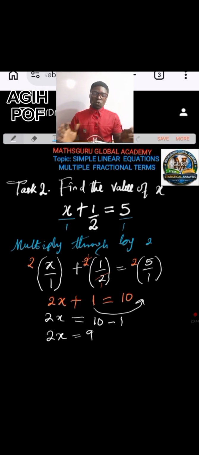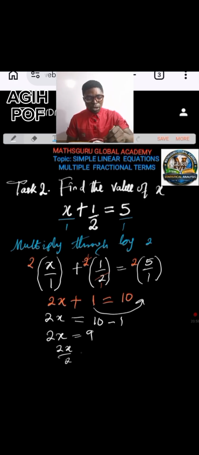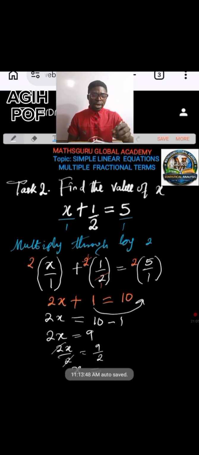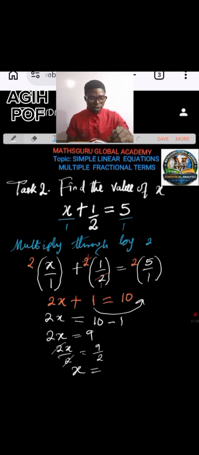And if 2x is equal to 9, what do you think we will do? If your answer is to divide both sides by 2, which is the coefficient of x, then you are correct. So we simply say 2x over 2 equals 9 over 2, and 2 cancels with 2. x will be equal to 9 over 2, which is 4 whole number 1 over 2, or 4.5 for those who love using a calculator.